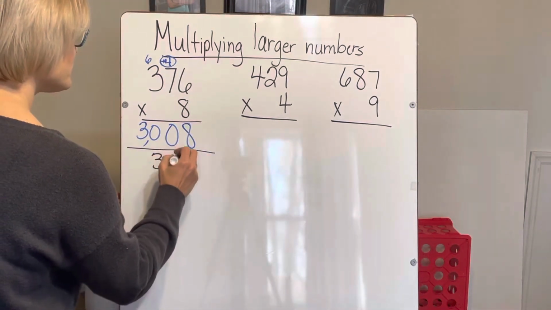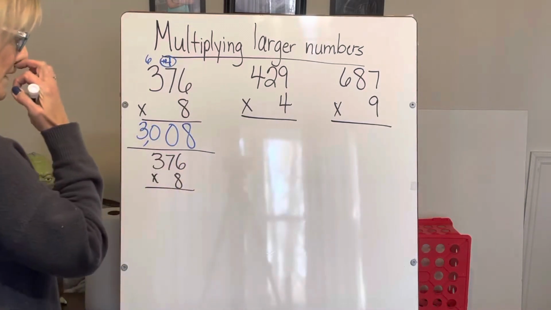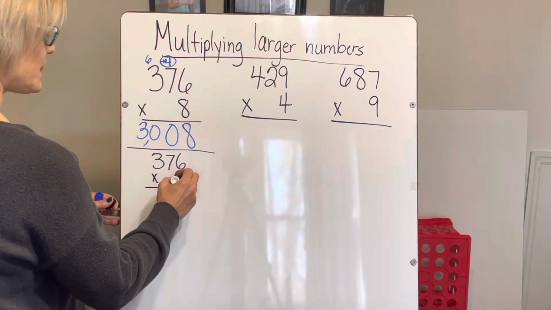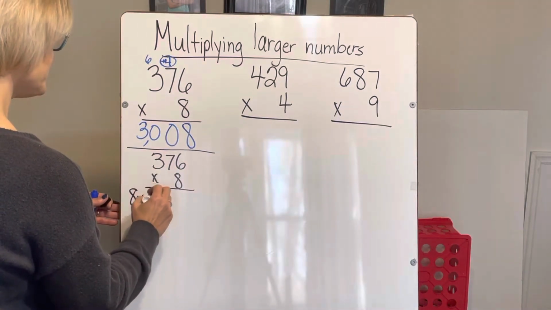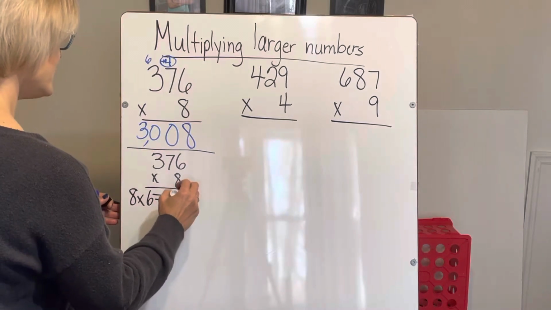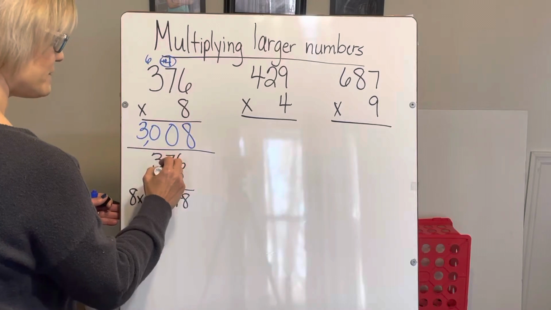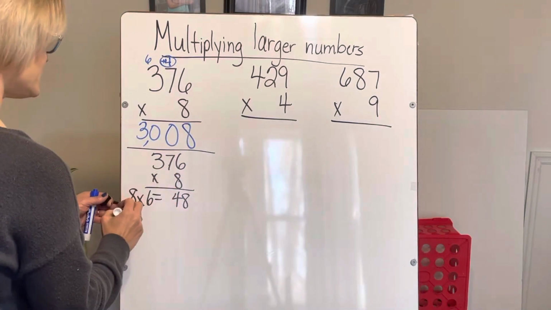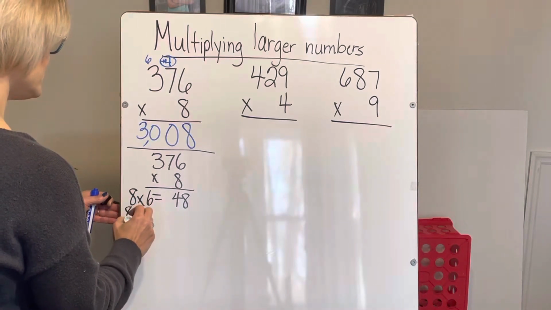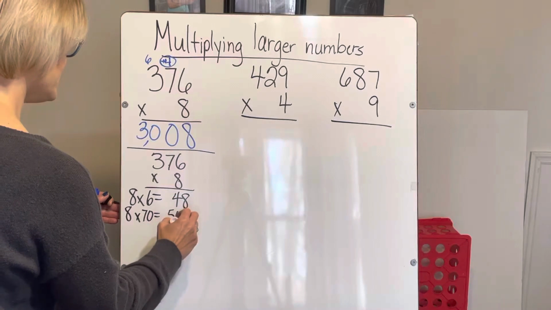So how do we do this the partial product way? I'm going to go ahead and rewrite this down here. In the partial product way, we would do the 8 times 6, which is 48. Then we would do the 8 times 70. This is not a 7, this is in the tens place. When you have 7 tens, you have 70. So 8 times 70 is 560.